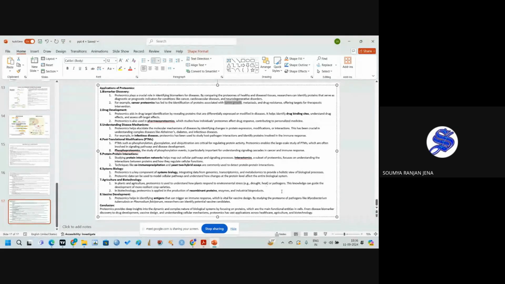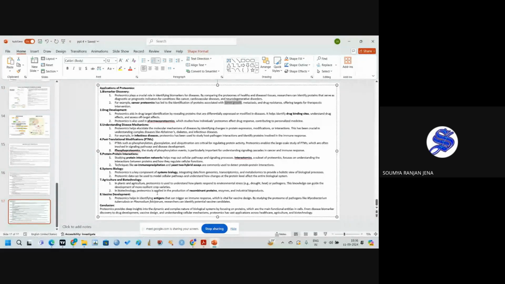In heat conditions or pathogen interaction with the plant, which protein is over- or underexpressed. This knowledge can guide the development of more resilient crop varieties. And also in biotechnology, proteomics is applied in the production of different recombinant proteins, enzymes, or industrial byproducts. This is important nowadays.